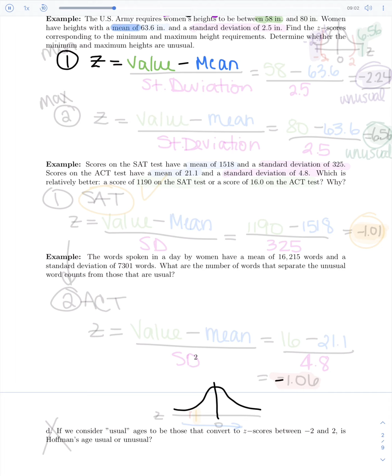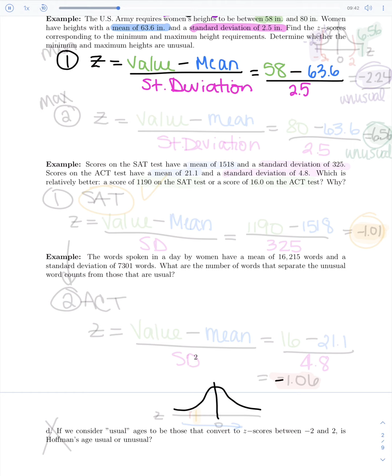Let's read through the problem. What's the mean? The mean was 63.6. And then the last thing that we're supposed to do is divide by the standard deviation, just like we did in the last problem. What was the standard deviation? It was 2.5 inches. So let's plug in our values: 58 inches minus the mean, 63.6 inches, divided by the standard deviation, 2.5 inches.